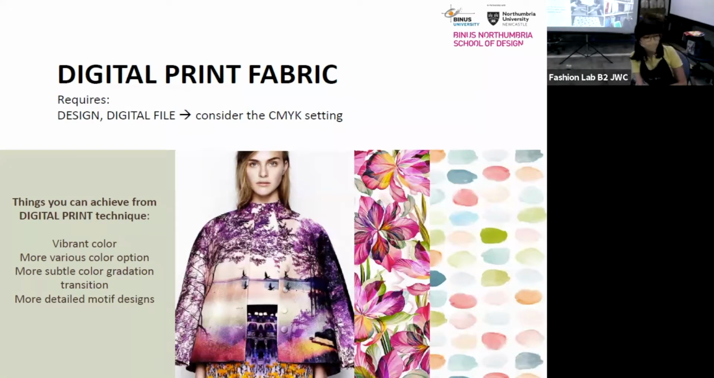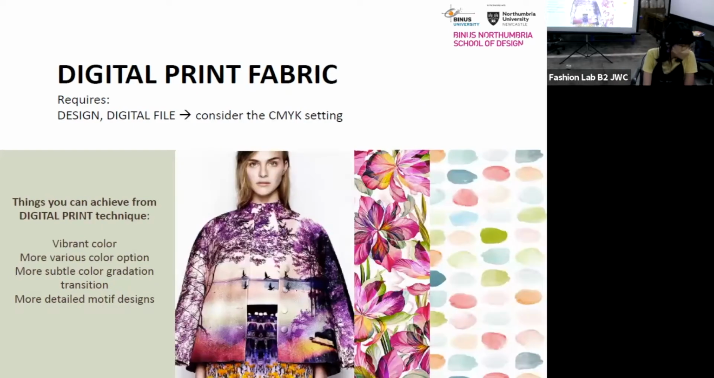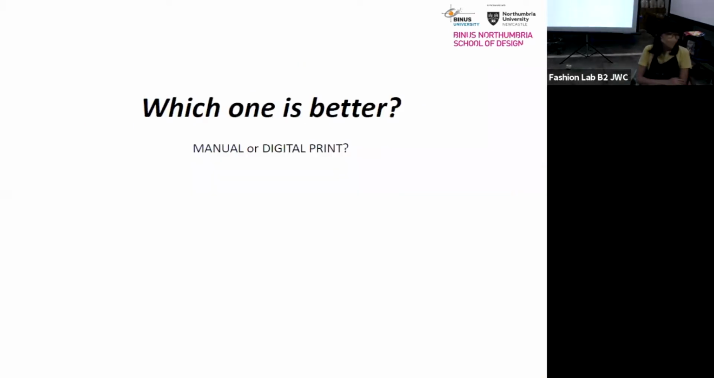Because on sablon or screen printing, each frame only represents one color, one block of color. Get it? So if in the design you have 4 colors, it means it requires 4 silk screen frames. Jadi ditimpa-timpa, layering the colors. So which one is better? Manual print or digital print? Both. Why?